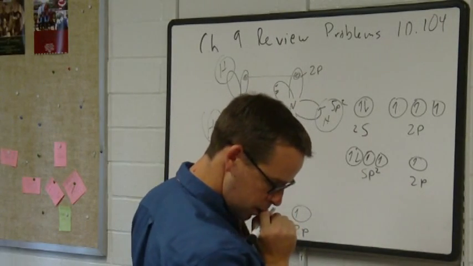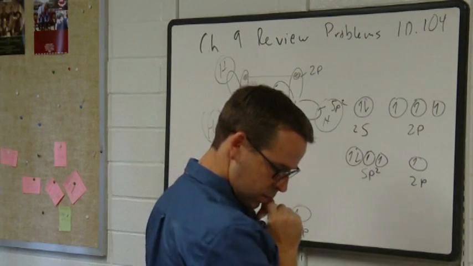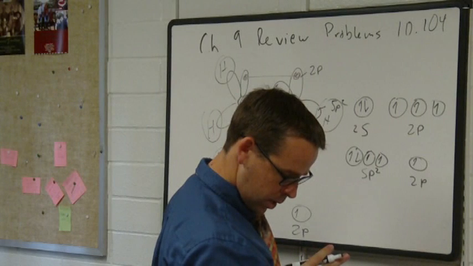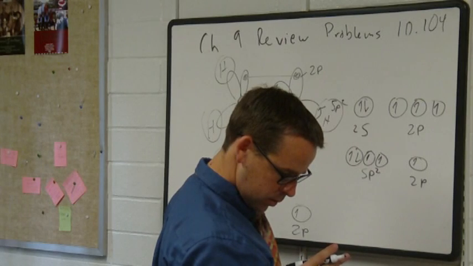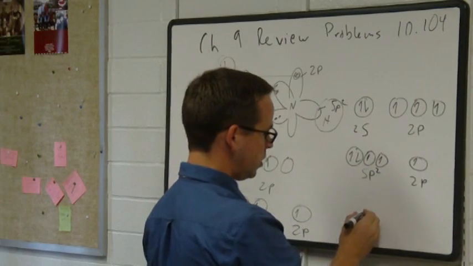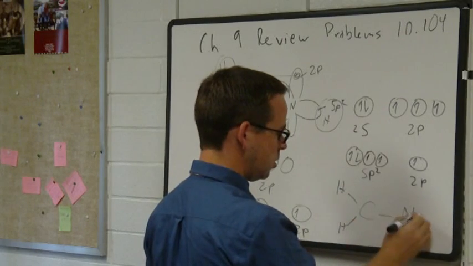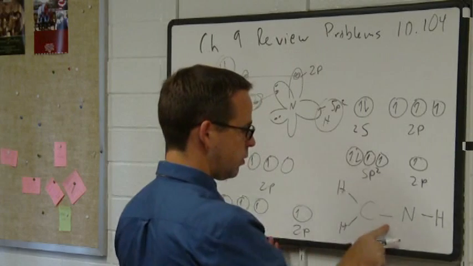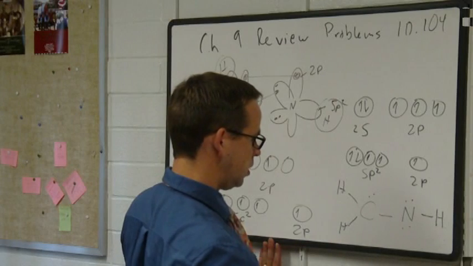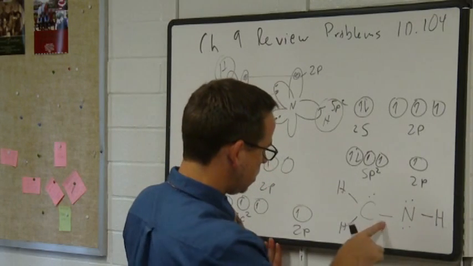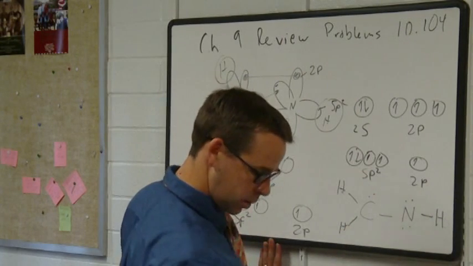So we have C. So how many electrons altogether? Carbon 4, hydrogen 3 of them, plus 5. So we have 16 electrons altogether. So we have carbon, nitrogen, hydrogen, hydrogen, hydrogen. 16 electrons. Is that right? Did I count that right?